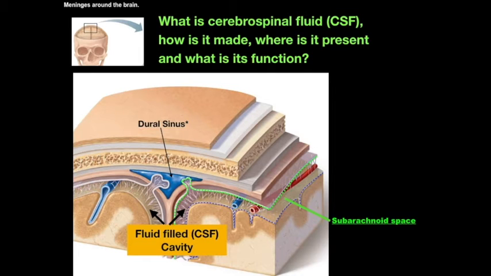The cerebral spinal fluid, or CSF, surrounding the brain in that subarachnoid space is one location, but the cerebral spinal fluid we will see is made and flows within cavities inside the brain. These cavities inside the brain are the ventricles.